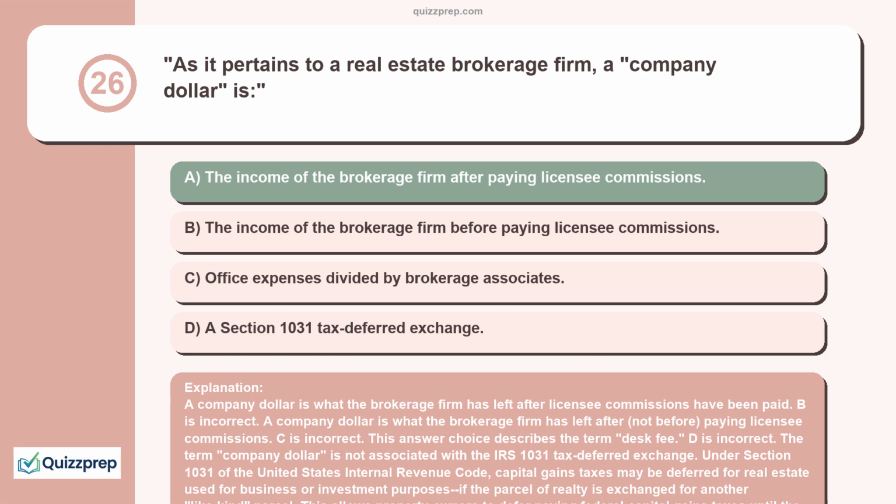Under Section 1031 of the United States Internal Revenue Code, capital gains taxes may be deferred for real estate used for business or investment purposes if the parcel of realty is exchanged for another like-kind parcel. This allows property owners to defer paying federal capital gains taxes until the new parcel of real estate is sold. Note, in a 1031 exchange, like-kind doesn't mean identical. A like-kind parcel of real estate is one that is used for business or investment purposes, meaning an office building could be exchanged for an apartment building.